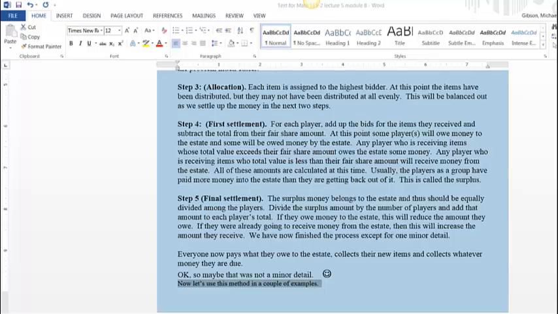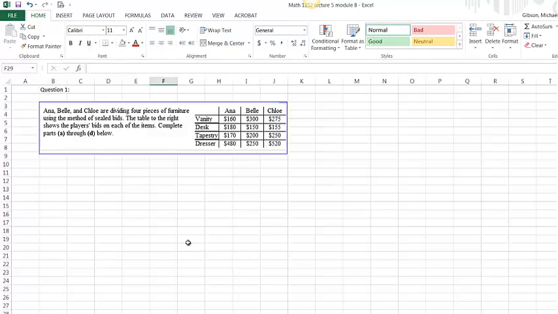Now let's use this method in a couple of examples. I'm going to use Excel because I really think it's the most effective, efficient way to do this. Alright, Anna, Belle, and Chloe are dividing 4 pieces of furniture using the method of sealed bids. The table to the right shows the players' bids on each of the items. Complete parts A through D below.